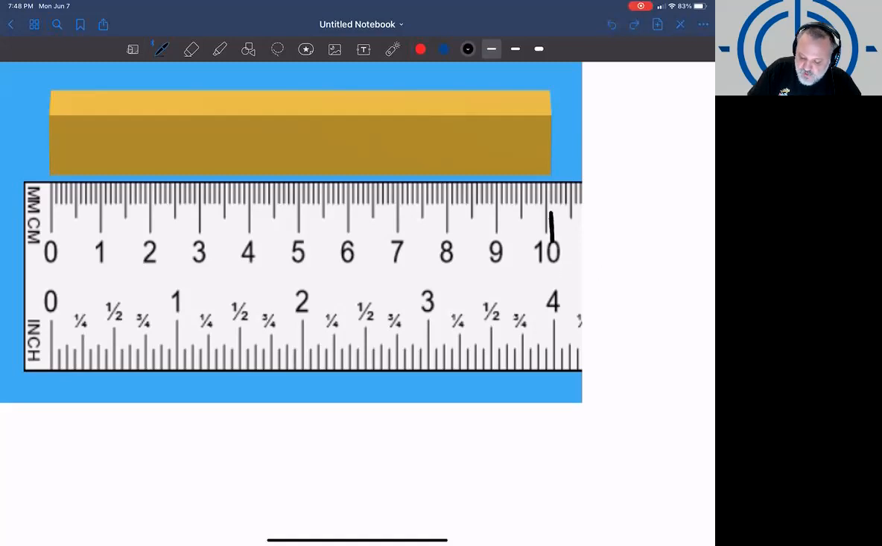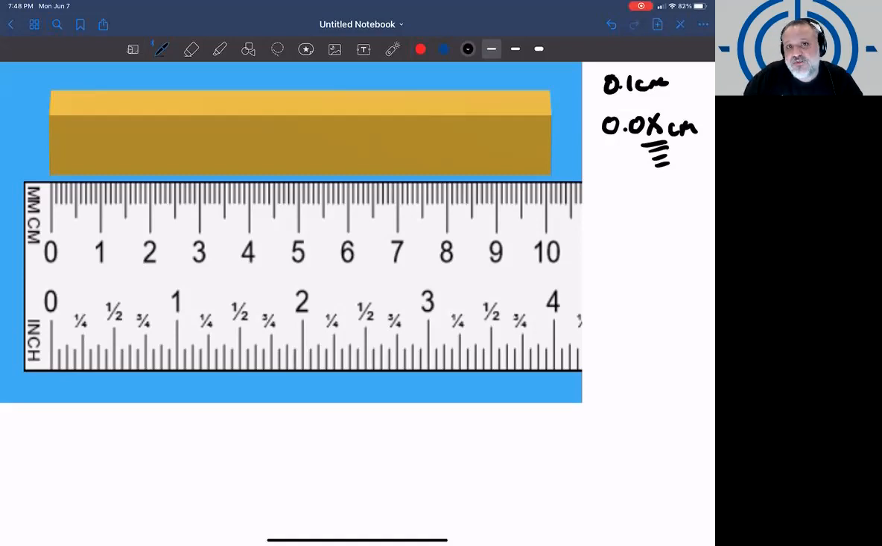So if the smallest graduation is 0.1 centimeters, then that means that we need to read our measurement to 1 unit of precision, 1 decimal place beyond that smallest graduation. So in other words, all of our readings should have 2 decimal places because of the precision of the instrument.